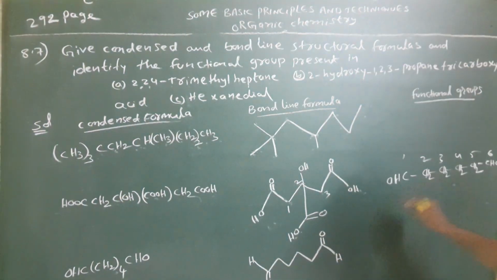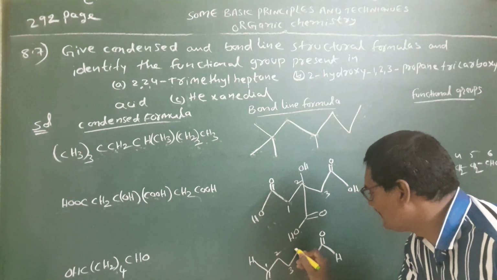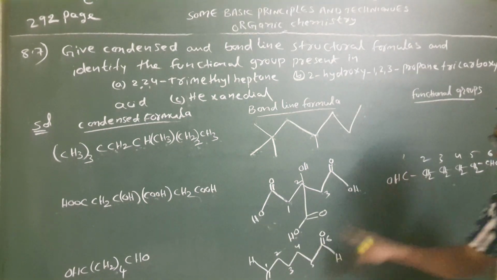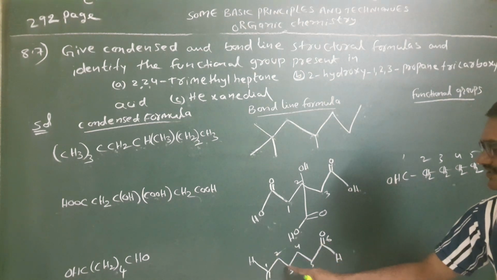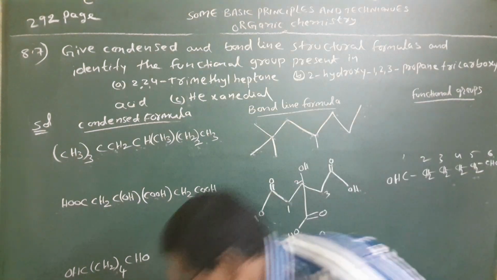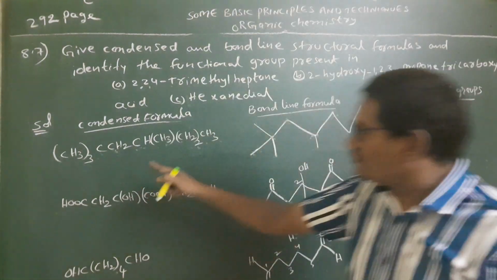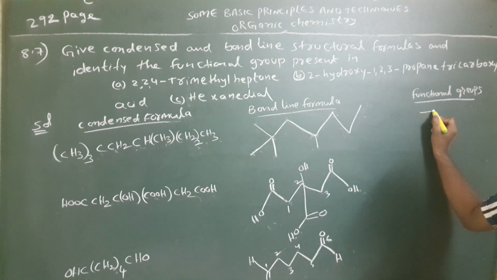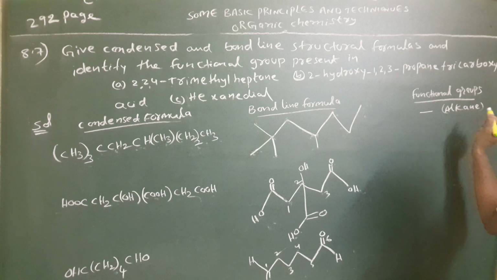Again we can write it in the one-line formula: first carbon, second carbon, third carbon, fourth carbon, fifth carbon, sixth carbon. The first place contains an aldehyde, the sixth place contains an aldehyde, and the remaining are CH2. Now I will write the functional groups. In the first one there are only single bonds, and single bonds mean no functional group. So it is an alkane, and an alkane has no functional group.